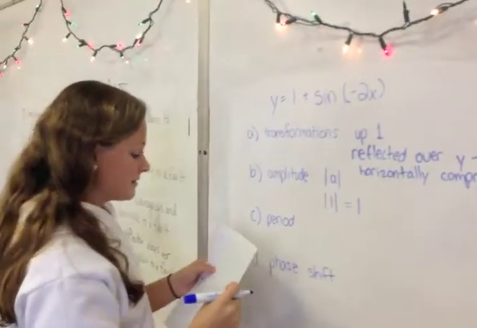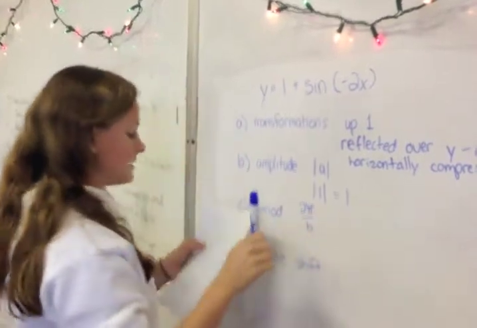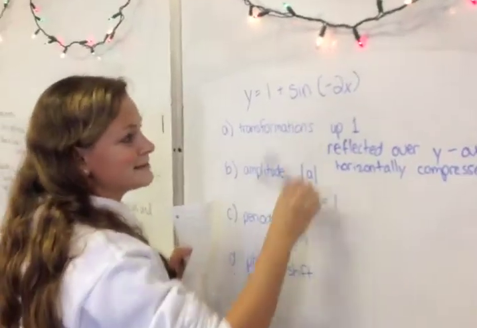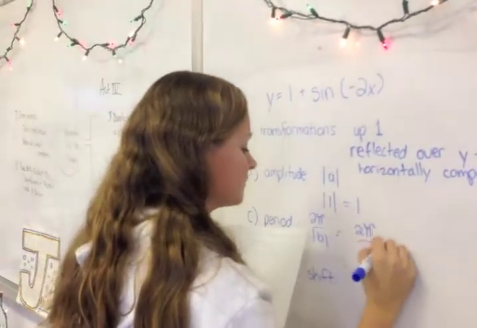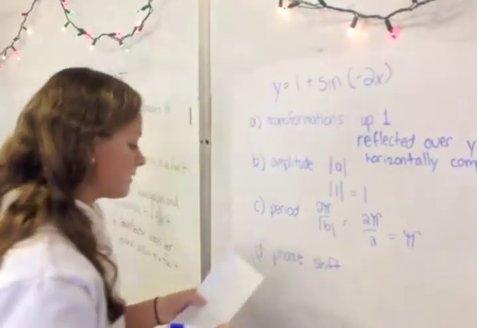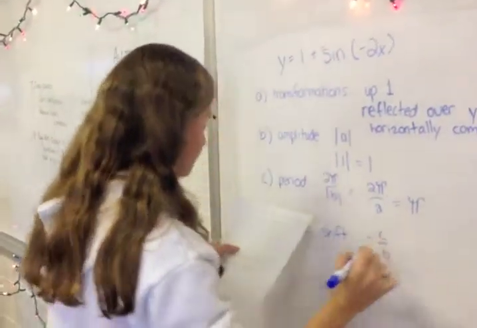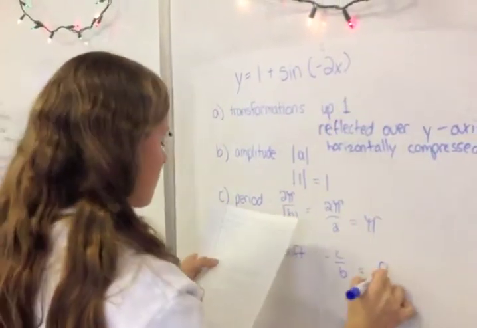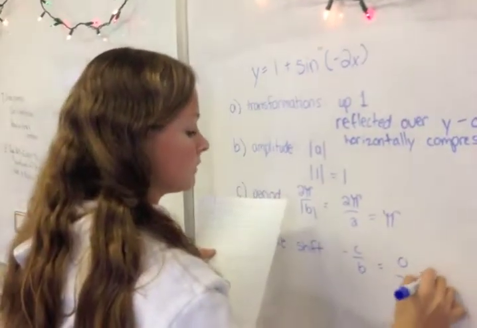To find the period, use the equation 2 pi over absolute value of b. And in this case, b is 2. So 2 pi over 2 equals pi. To find the phase shift, you do negative c over b. And since c is 0, because there is no c, and b is 2, the answer is 0.